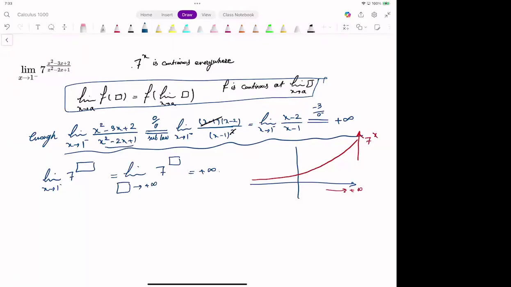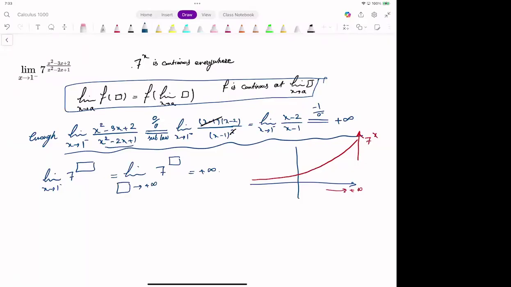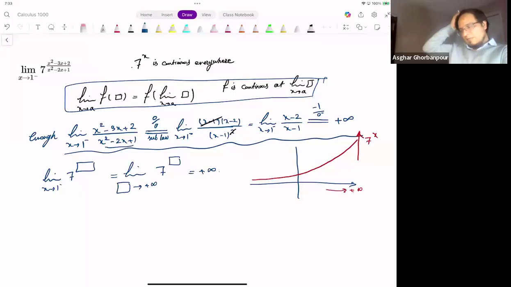Professor, you know how you wrote -3/0? Shouldn't it be -1/0? Oh, you're right. Yes, thank you. But the answer is still the same. Yes, I know. Thank you very much. Yes, you're right. That's negative one. That's right.